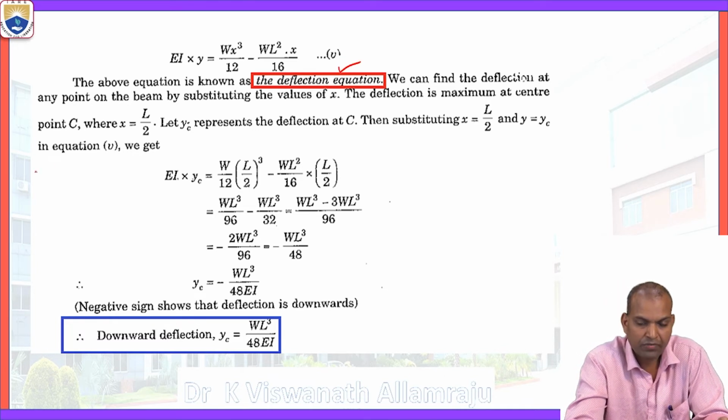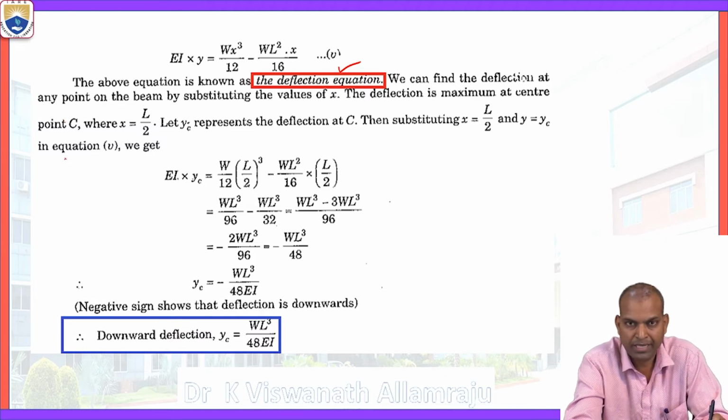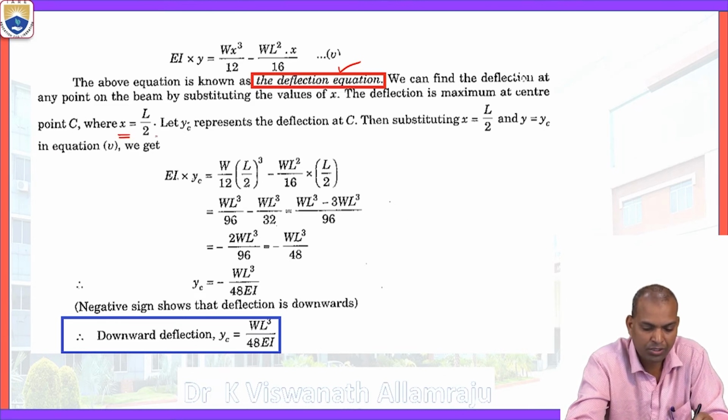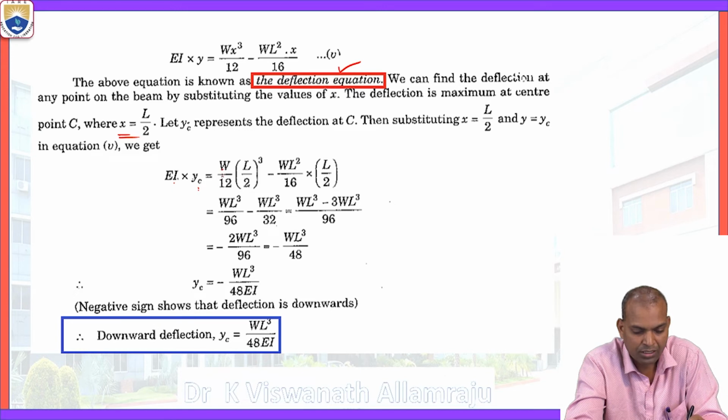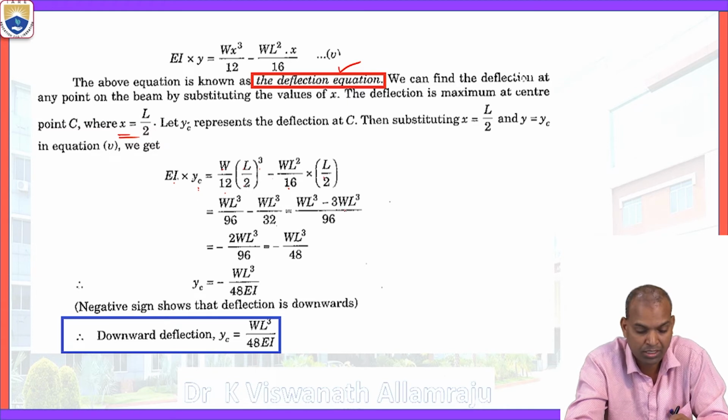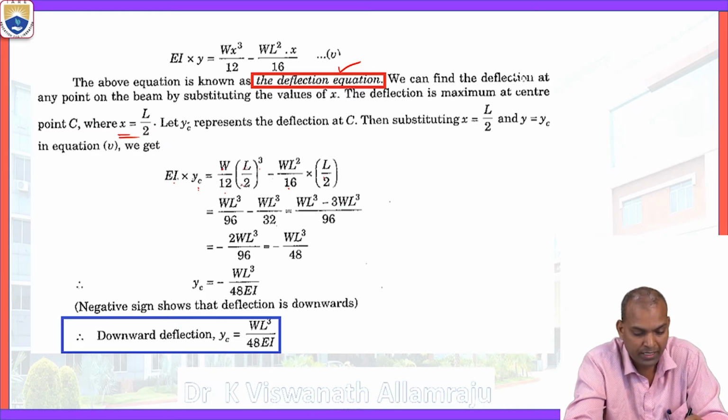From this equation we can find the deflection at any point on the beam by substituting the values of x. The deflection is maximum at the center where x equal to L by 2. After substituting x equal to L by 2, EI into yC, that is W by 12 times L by 2 cube minus WL square by 16 times L by 2. Then WL cube by 2 cube, that is 8, 12 times 8, 96, minus WL cube by 16 times 2, 32.